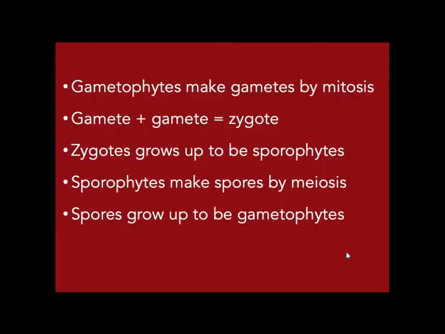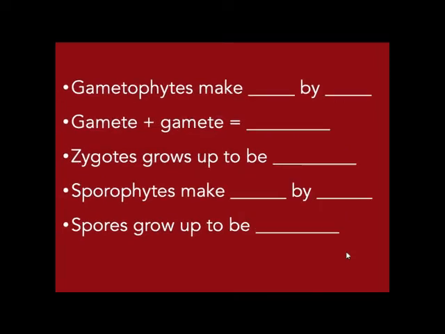All right, do you remember this? Oh yeah, I remember that one. All right, gametophytes make gametes by mitosis. Gamete plus gamete equals zygote. Zygotes grow up to be sporophytes. Sporophytes make spores by meiosis, and spores grow up to be gametophytes. Gametophytes make what? Gametes. By mitosis.